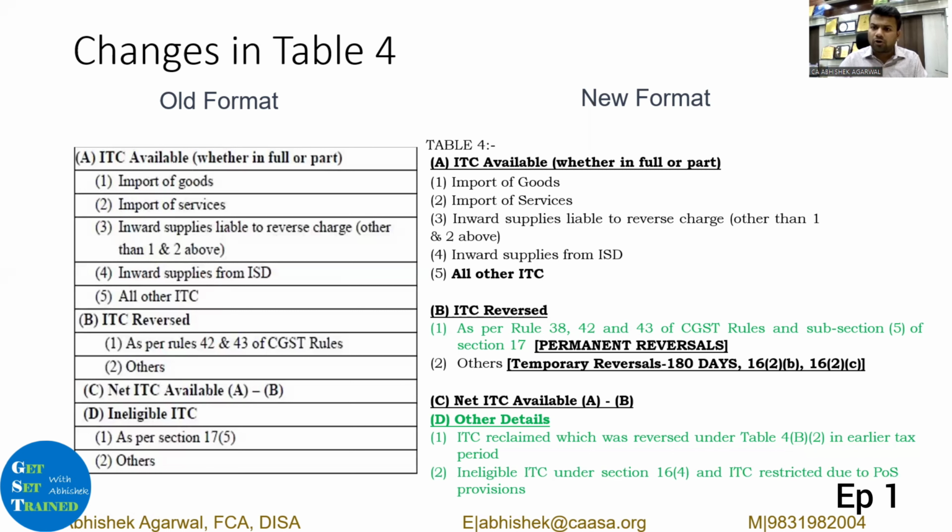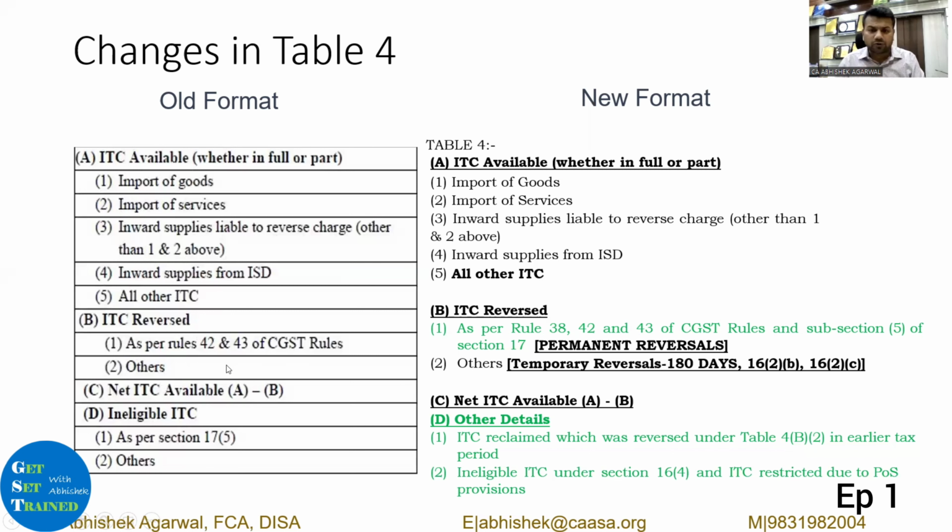To just move forward, take this from me: all other ITC in the new format will have ITC, both eligible and ineligible, as per GSTR 2B or as per your calculation, whichever is higher. If we compare apple to apple, 4B, that is ITC reversed. Earlier, subclause 1 said as per rule 42-43, and that's it. And subclause 2 said others.